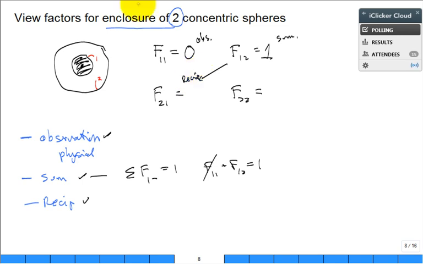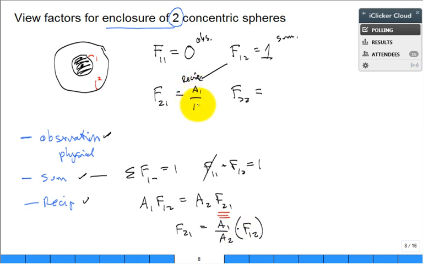What do I mean by reciprocity? Well, I have that area 1 times view factor 1 to 2 is equal to area 2 times view factor 2 to 1. In this equation, the only thing I don't know is view factor 2 to 1. So the view factor 2 to 1 is equal to area 1 divided by area 2 times the view factor 1 to 2. But that view factor 1 to 2 is 1. And so this is just area 1 divided by area 2.